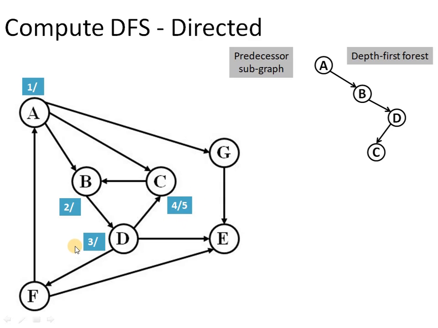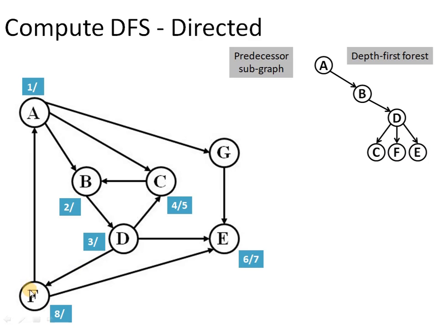Now we are back to vertex D. So from D we can go to E and F. Alphabetically E will be chosen and it is discovered at a timestamp of 6, and also we have added E as a child of D. From E we cannot move anywhere, so we have to finish E now at a timestamp of 7. Now again we are back to D. From D we have to go to F now at a timestamp of 8. We have discovered F and we have added F as a child of D now.